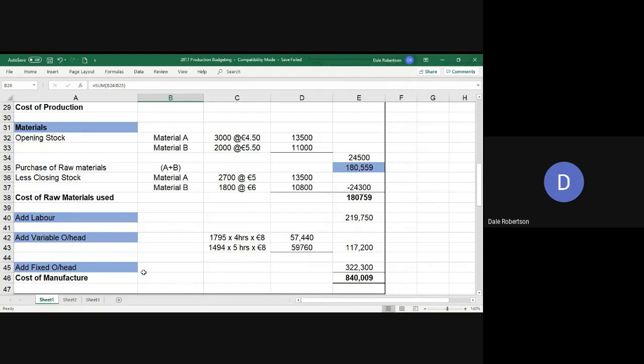And then finally, fixed overheads are given to you directly. And then you add together these four numbers: your cost of raw materials used, how much you have to pay your staff, how much you have to cover in variable overheads, and how much you have to cover in fixed overheads. And the total cost of manufacturing here is 840,009.